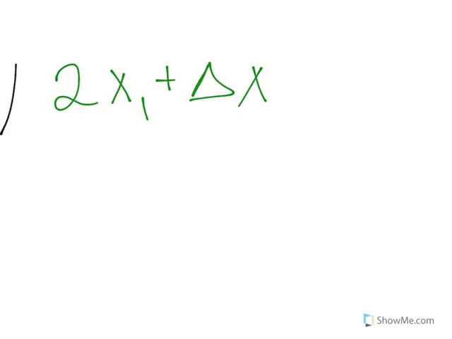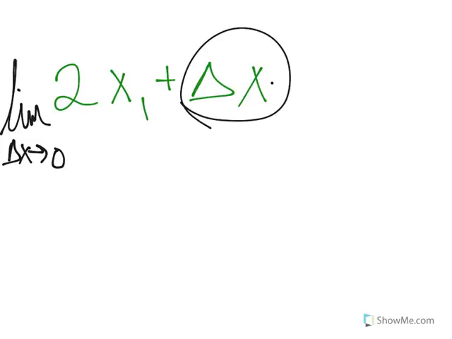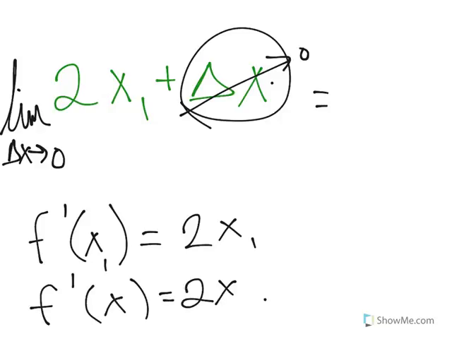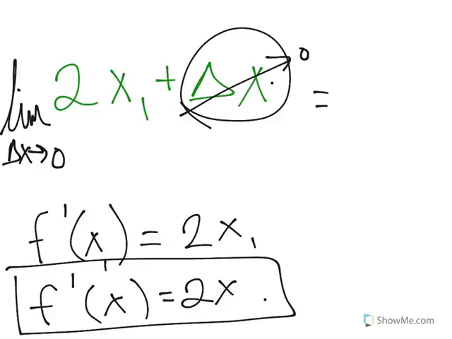But now remember that we had the limit as delta x approaches 0. So we can think of delta x as being 0, since we're taking the limit as it approaches 0. And so we're left with f prime of x1 being 2x1, and we can generalize to f prime of x equals 2x. And you can actually plug it into a calculator, find the derivative of x squared, and you will find that the derivative of x squared is 2x, which is consistent with what we found.